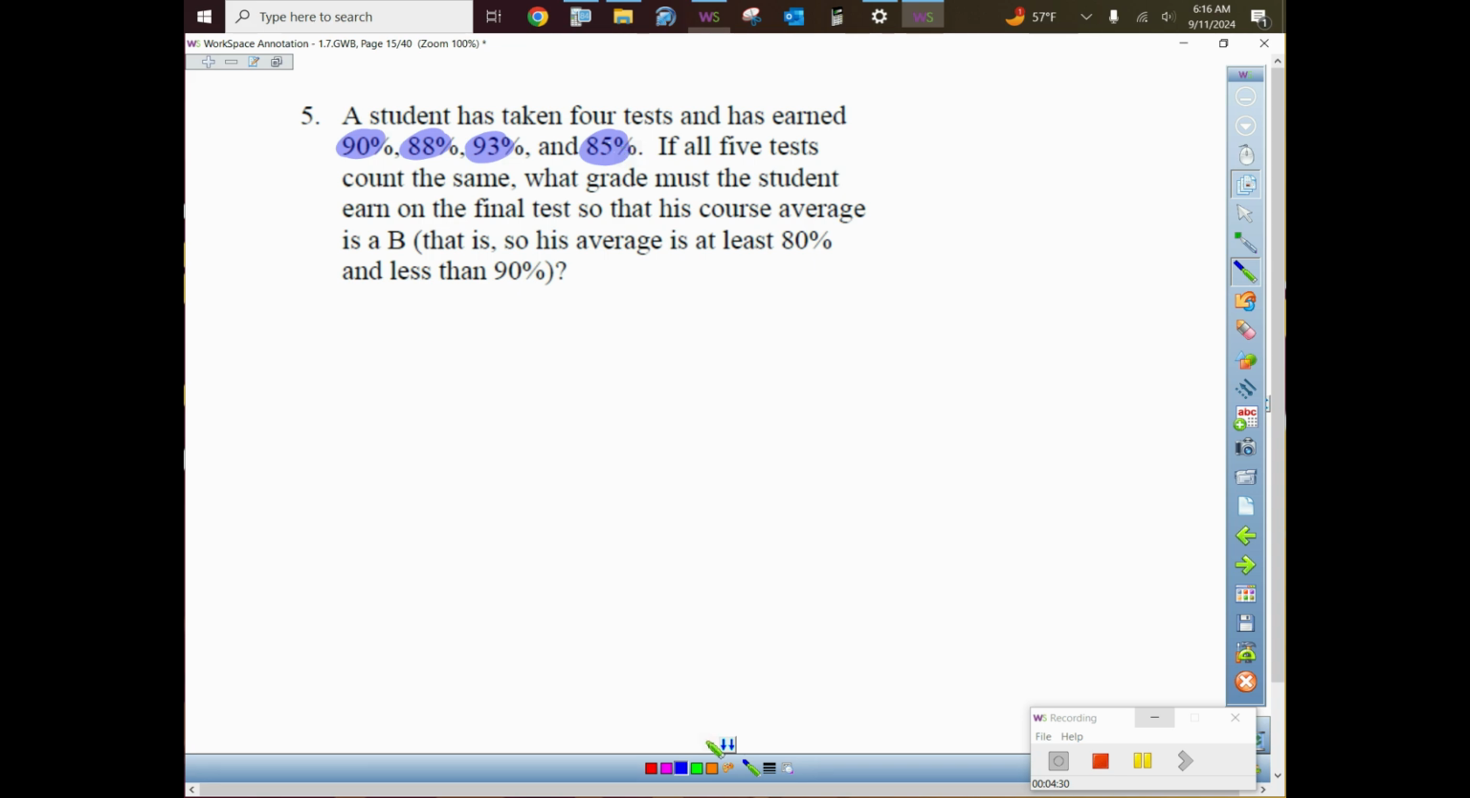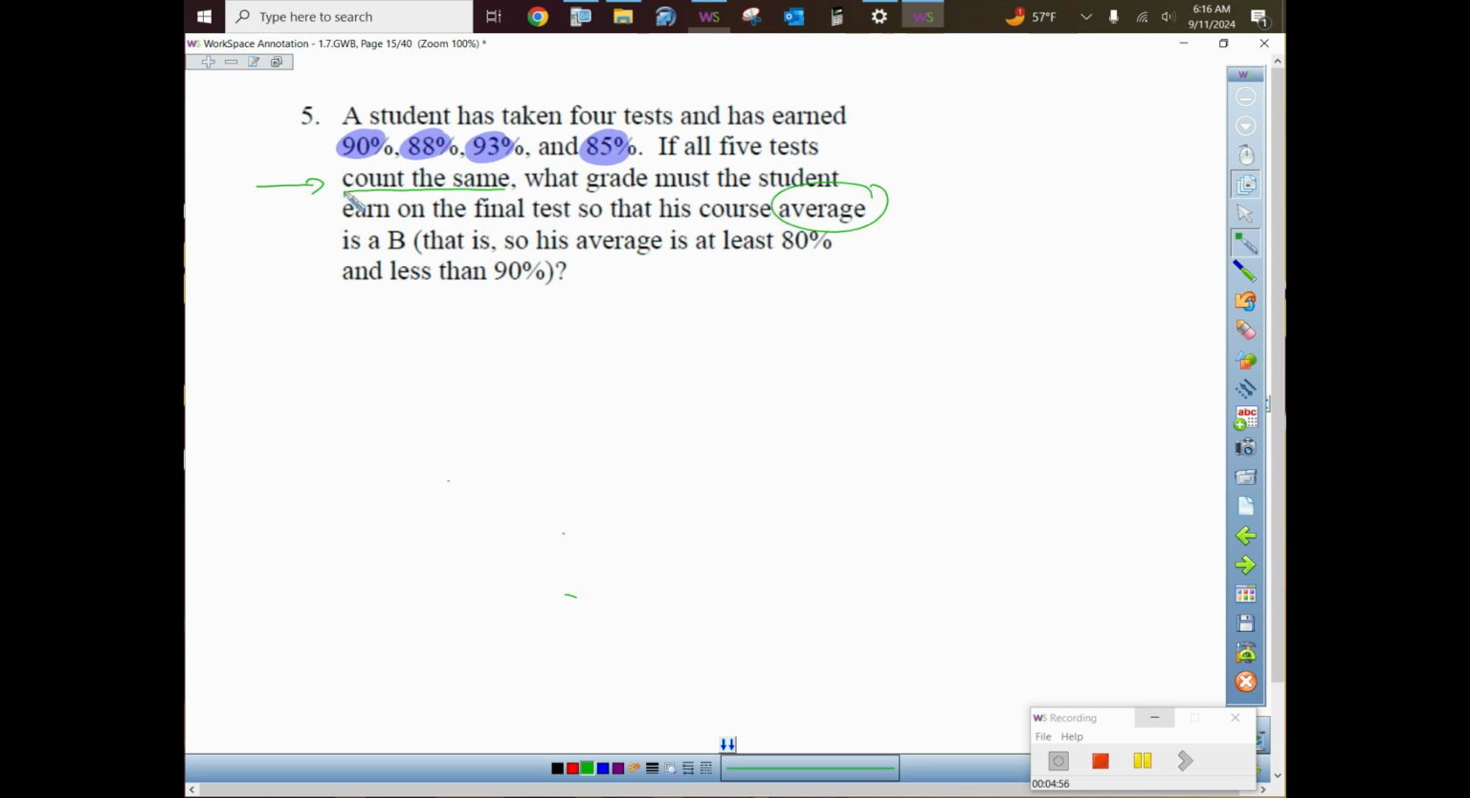So if all 5 test scores count the same, right? So they've taken 4, they're going to have a total of 5, and they all count the same. Right? What grade must the student earn on the final so that the course average is a B? That means they got at least an 80 and less than a 90. So they want us to do an average. That means we just add them all up.